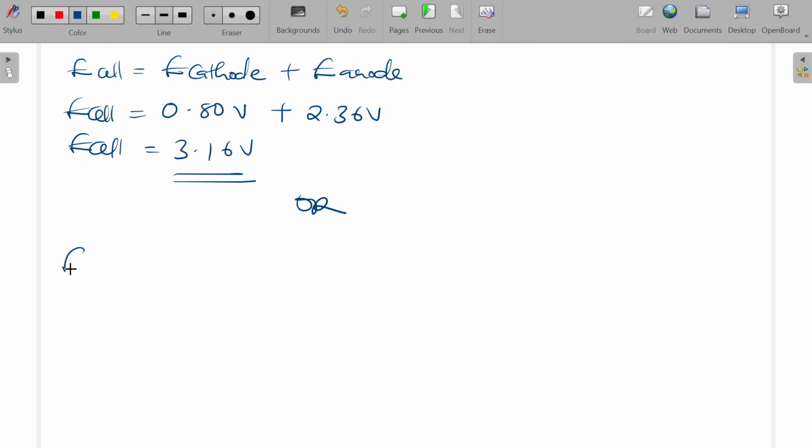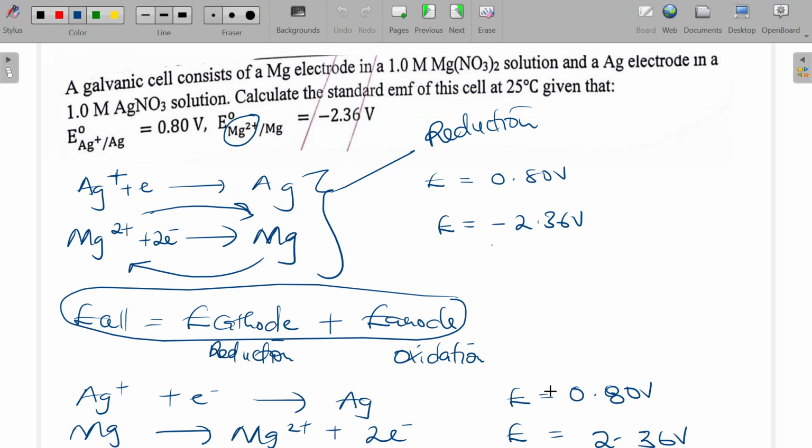Or you say E cell is equal to E cathode minus E anode. With this second formula, I don't need to do all these things. What I'll just do is come here and ask, which one is smaller? This one is smaller. This one is undergoing oxidation, so it will become my anode. Then this one is bigger, so it's going to become the cathode. That's what you're going to do only.